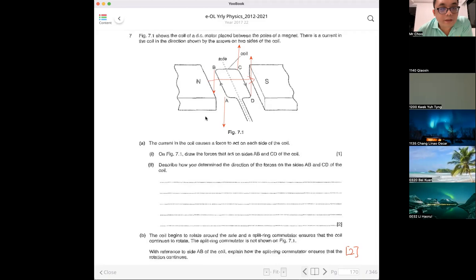Bei Kwan, the magnetic force, you don't need to draw. Okay, let me erase it for you. This part no need to draw. Okay, so let me check. Okay, very good. Part A, correct.